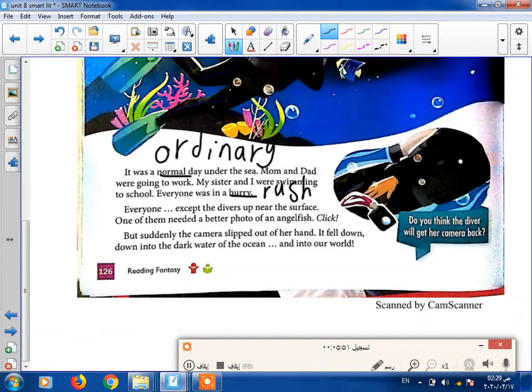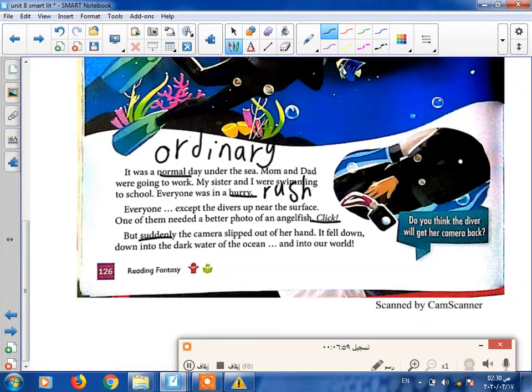Everyone except the divers up near the surface. One of them needed a better photo of an angelfish. Click! This word is the sound of the camera. When you take the photo, you hear a sound. This sound is click. But suddenly, the synonym for suddenly is at once, the camera slipped out of her hand. It fell down and down into the dark water of the ocean and into our world.